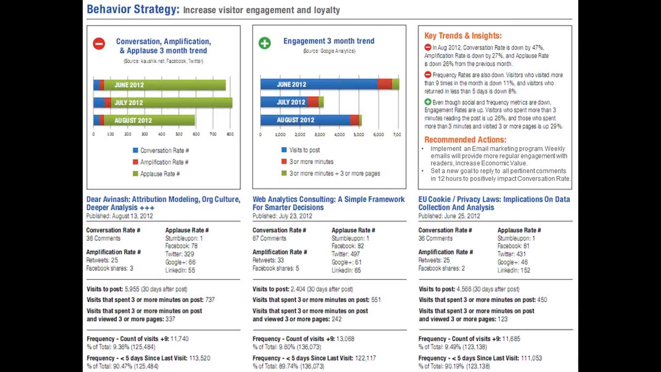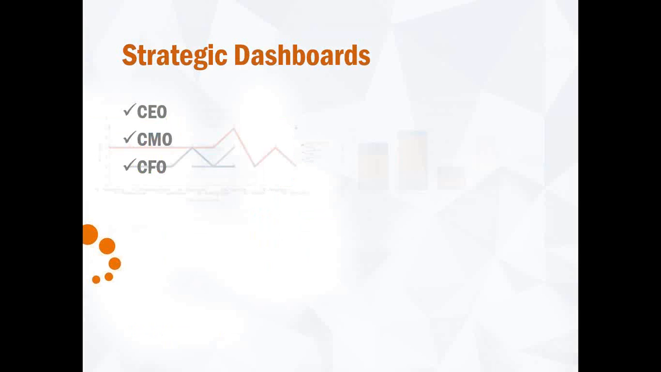And it has the recommendation. So if you directly look into the implementation part, it says implement an email marketing program. Weekly emails will provide more regular engagement with readers, increase economic value. Excellent. So just looking at the recommendations, you can really take action. So in tactics, that's very important. So a marketing manager who looks at this dashboard will ask you questions as an analyst, and then directly go to his marketing team and ask them to implement things as recommended in this dashboard. Excellent. What else is required?